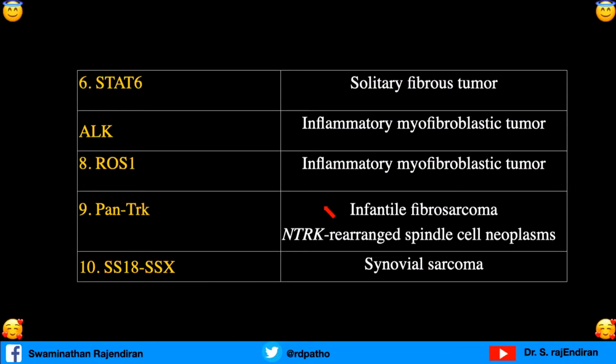So this is the table that tells what all the tumors we have covered. In the pan-Trk, the classic example is infantile fibrosarcoma. And I showed you the NTRK rearranged spindle cell neoplasm. They are molecularly related.